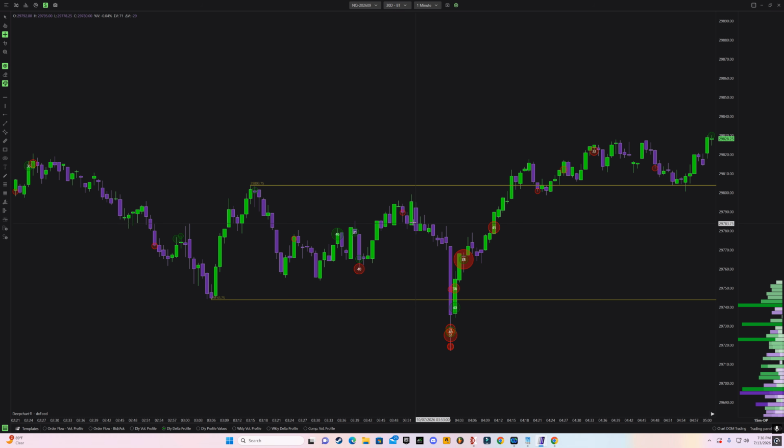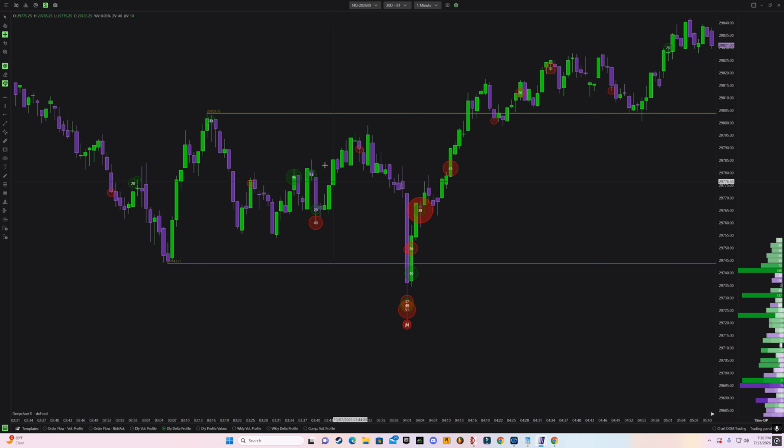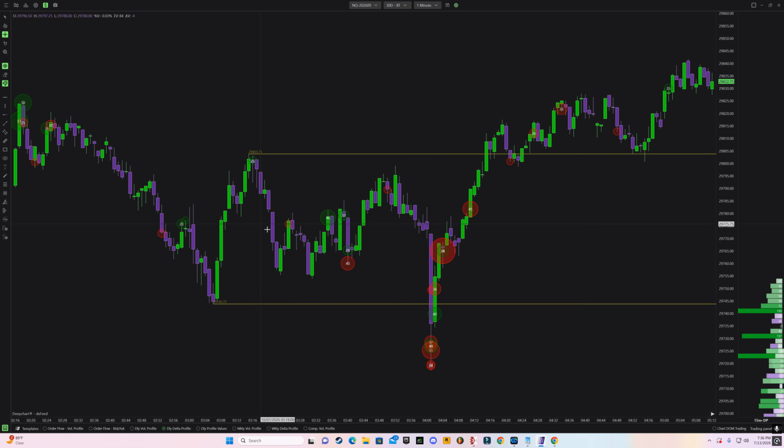So for example, look at the size of this bubble over here, and then look at the size of this bubble, and then look at the size of these bubbles and these bubbles, right? It shows me that this is way more aggressive than the average. So let's see what happened here. We have this pool of liquidity. Now you can also say this is power of 3. This is how you can trade the power of 3 as well.